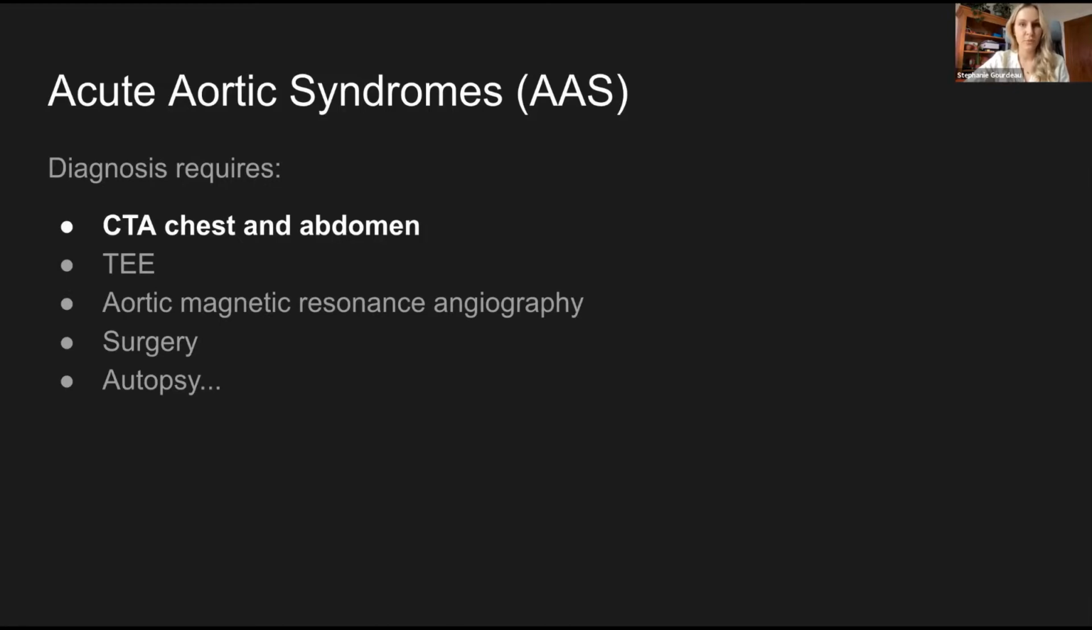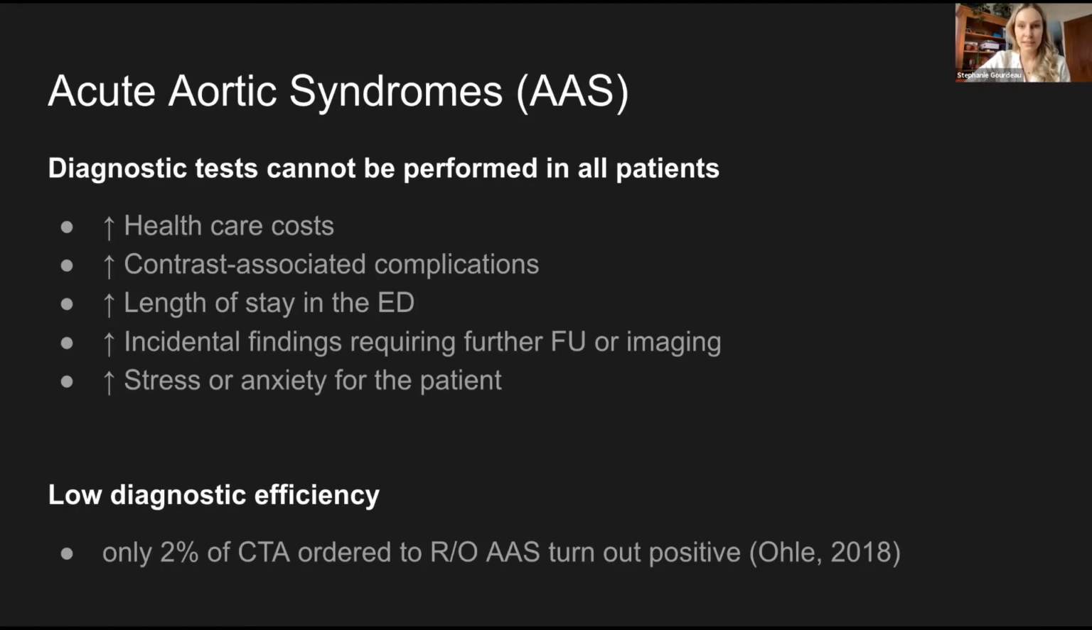Diagnosis of acute aortic syndrome requires either chest and abdomen computed tomography angiography, CTA, or transesophageal echography, TEE. You could also use aortic magnetic resonance angiography, surgery, or autopsy in the worst cases. Realistically, these diagnostic tests cannot be performed in all patients with acute aortic syndrome compatible symptoms. For example, we can't be doing a CTA in every patient presenting with chest pain, as this would be associated with increased healthcare costs, increased contrast-associated complications, increased length of stay in the emergency department, increased incidental findings requiring further follow-up or imaging, and increased stress or anxiety for the patient.